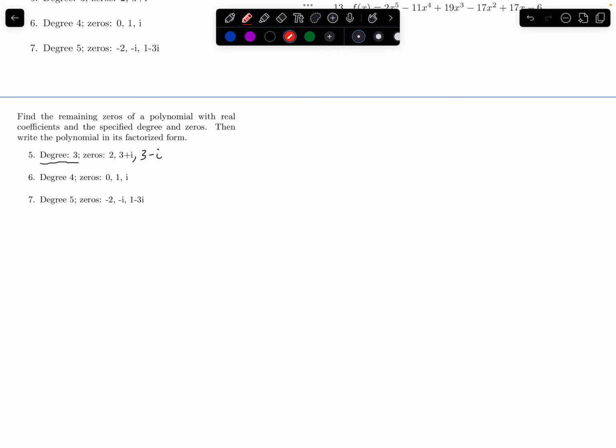Okay, so I've got 0, 1, and i. Those are 3 of the zeros, but I have a degree 4. That means there should be one more, and the missing one is just negative i. So what is the factorized form? It's x minus 0, x minus 1, x minus i, and x minus negative i, which means it's x plus i.